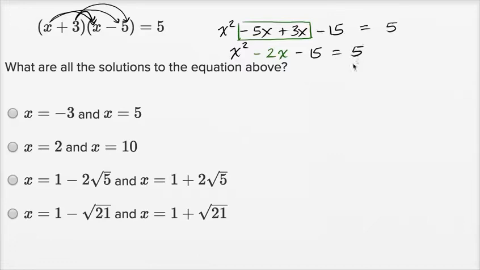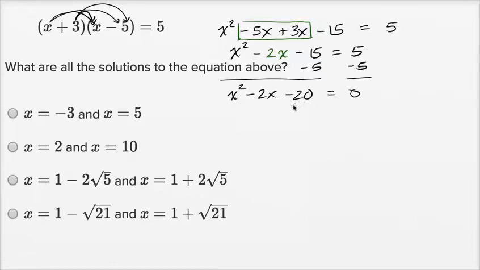Let's see, we can now subtract 5 from both sides. So you subtract 5 there, you subtract 5 there, and we're starting to get to the home stretch. And we would get x squared minus 2x minus 20 is equal to 0. So now we're in business. Now we have this quadratic in a form where we just need to figure out what x values are going to make this expression equal to 0.